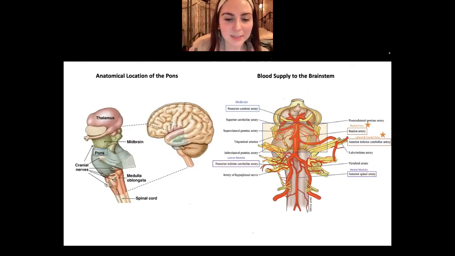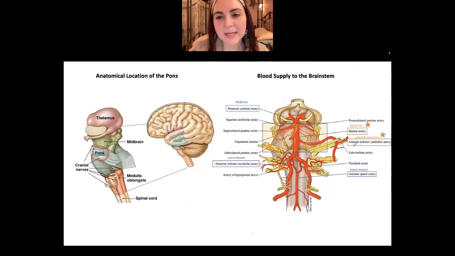All right, pons. This section is going to be the big bulge. There are 2 arteries that supply the pons. One supplies the pons medially, one supplies the pons laterally. So the medial pons is supplied by the basilar artery, which is right here in the middle. So it's the body of our alien dude.